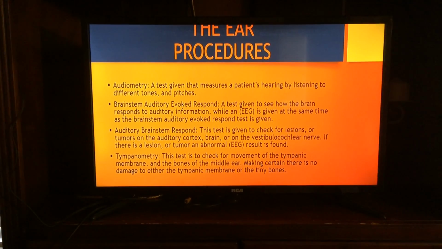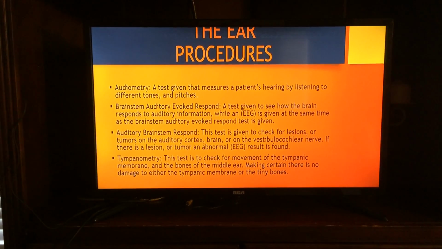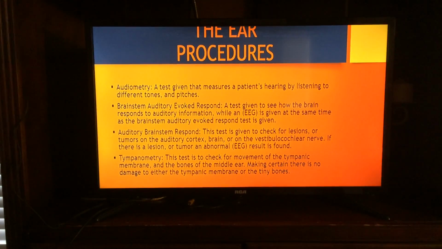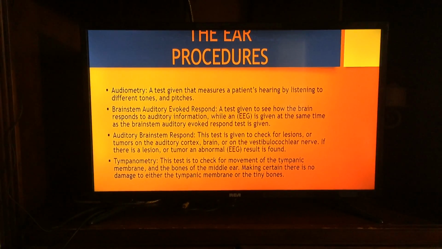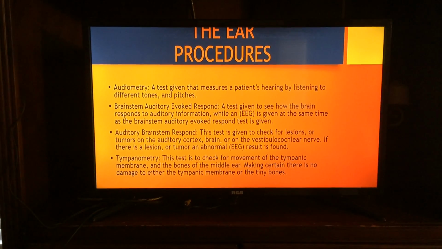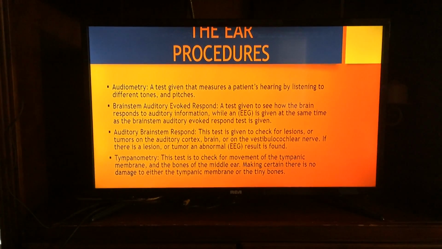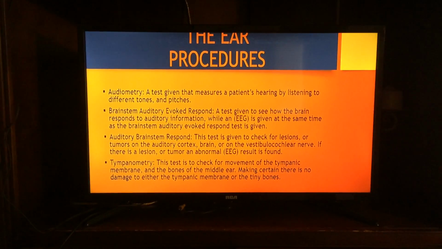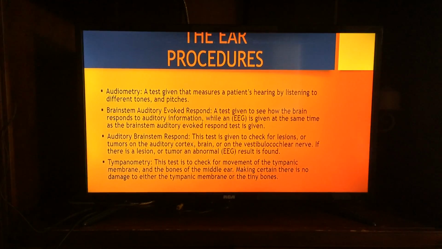Here are a few procedures of the ear. Audiometry, a test that's given to measure a patient's hearing by listening to different tones and pitches. Brainstem auditory evoked response is a test given to see how the brain responds to auditory information, while an EEG is given at the same time as the brainstem auditory evoked response test is given.